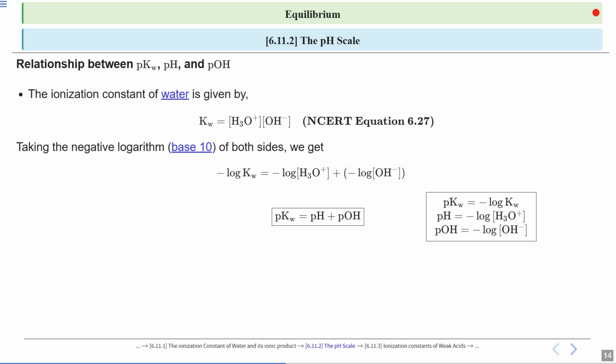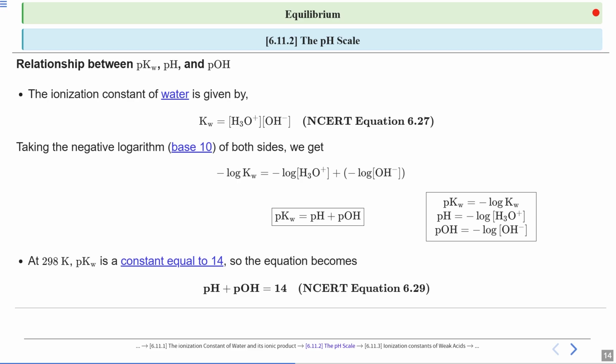If you take the negative logarithm of these three, then minus log Kw can be written as the p term, which is pKw, minus log hydronium ion concentration can be written as pH, and minus log OH minus concentration can be written as pOH. We know it very well. Further, the second thing that we know about the pKw value is that it is 14, right? So we can write the whole as pH plus pOH is equal to 14.